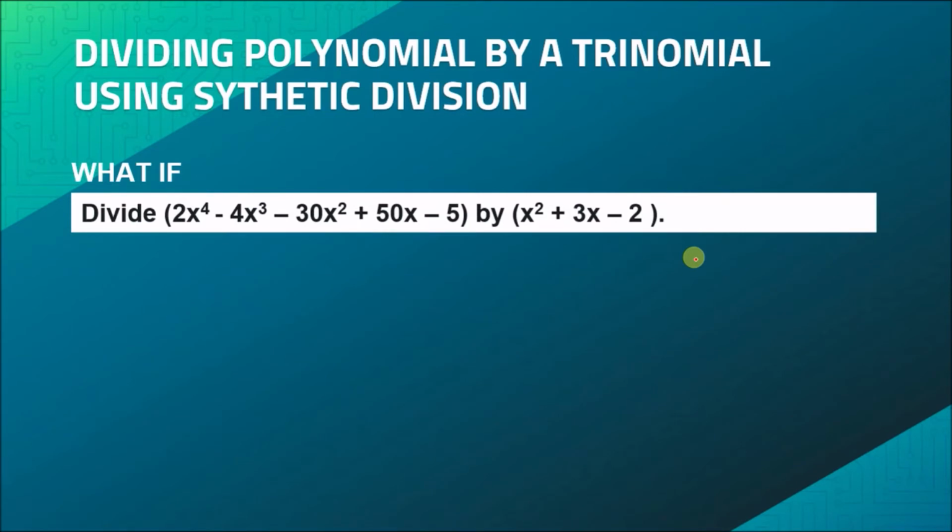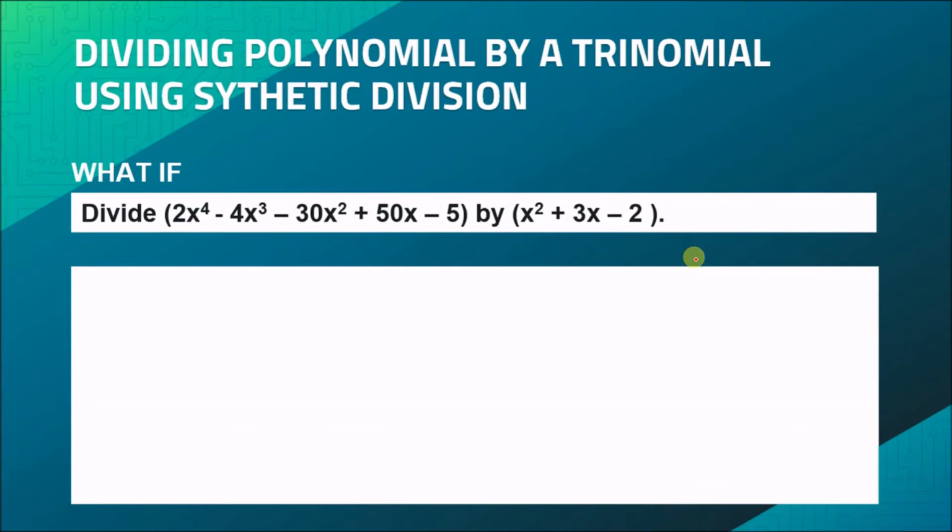Punta tayo sa next example. 2x to the fourth minus 4x cubed minus 30x squared plus 50x minus 5. I-divide natin sa x squared plus 3x minus 2. Again, prepare tayo ng ganitong expression or symbol. Writing down the positive 2 here, kinuha natin sa opposite ng negative 2. Yung positive 3 dyan, get the opposite of that, ilalagay mo siya dito. Kukunin natin yung mga coefficients na 2, negative 4, negative 30, positive 50, at saka negative 5.